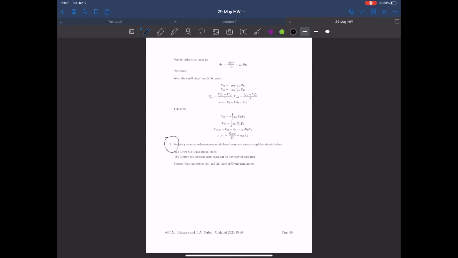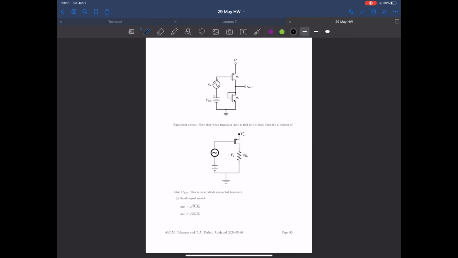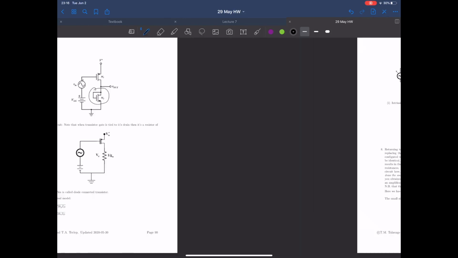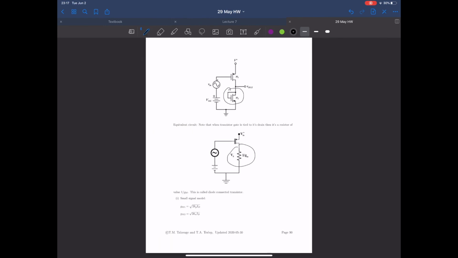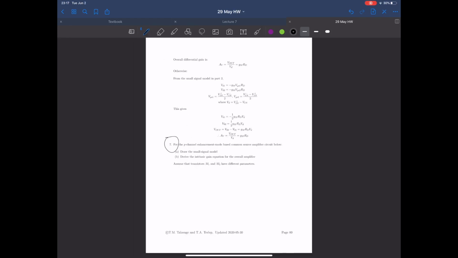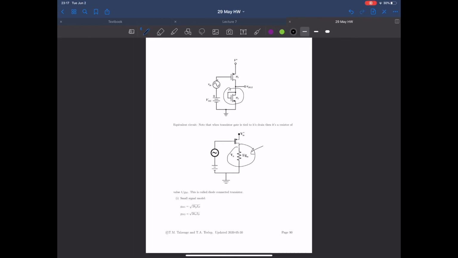For number 7, this should actually be kind of straightforward for you guys. You should recognize what this is doing in here. It's a load, right? We've just represented it with the resistor. So this is just putting together two pieces of equipment that you're already familiar with, which is this common source amplifier and this active load.